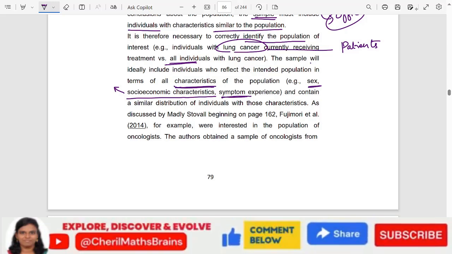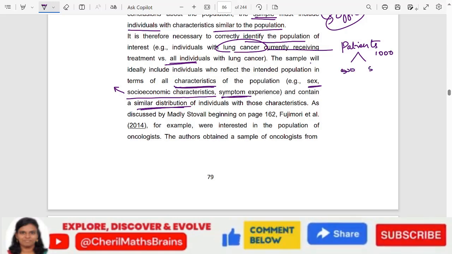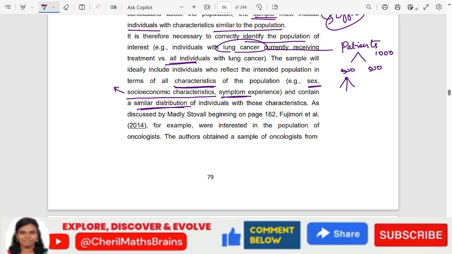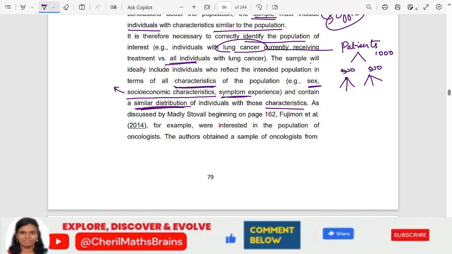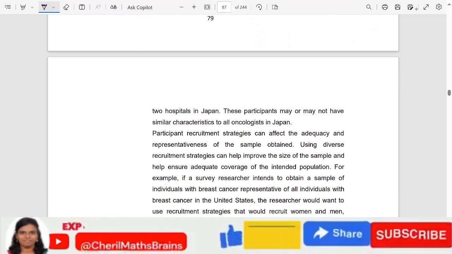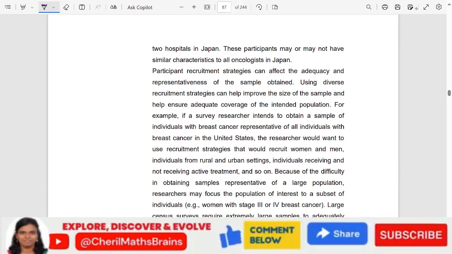So we should see that we have a similar distribution of individuals. For example, if you're going to take 1000 patients, you should have at least 500 male and 500 female. And in the 500 male and female, again you have people from economic backgrounds distributed in a similar way, and symptoms again in a similar way. Only if you have a similar distribution will you be able to get even better data. So this is what we have here, and they have given some examples. If you read through them, you will be able to understand. And then you are going to see here.